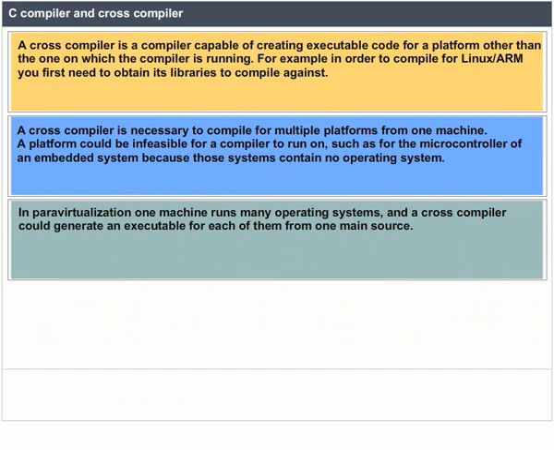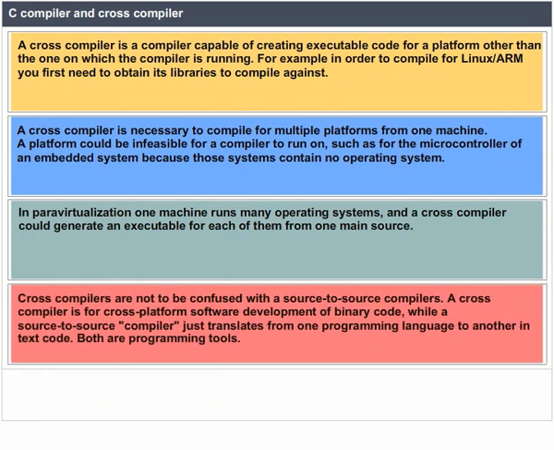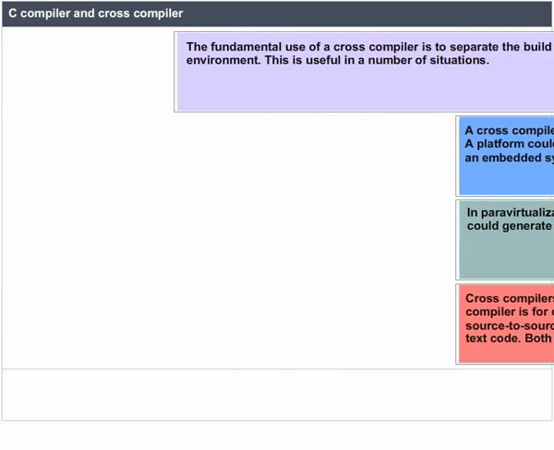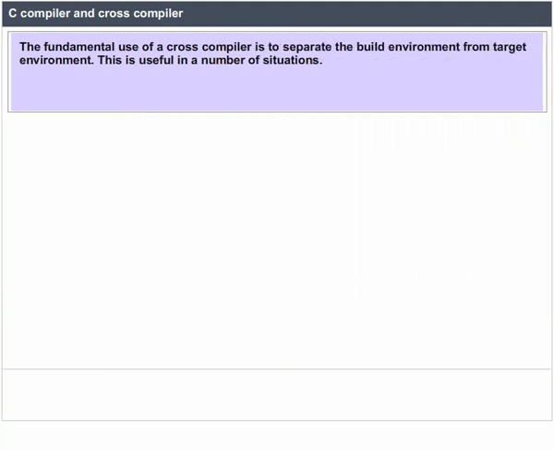Cross compilers are not to be confused with a source-to-source compiler. A cross compiler is for cross-platform software development of binary code, while a source-to-source compiler just translates from one programming language to another in text code. Both are programming tools. The fundamental use of a cross compiler is to separate the build environment from the target environment. This is useful in a number of situations.